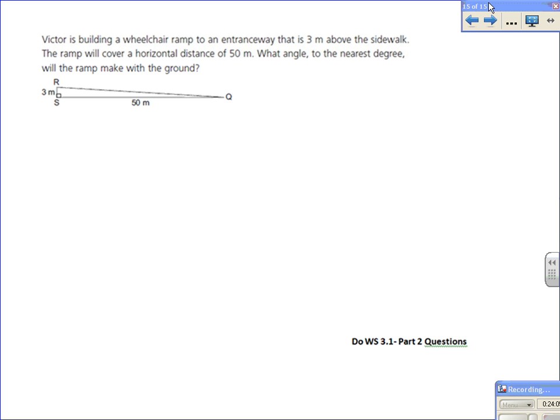What you should do now then is make some sense out of this diagram. Okay, so I can see that if I go back, I can see that we're building a wheelchair ramp to an entranceway that is 3 meters above the ground. So there's my entranceway right over here. So that means that the 50 meters, that must be my horizontal distance along the ground. So here's my ground. And that means that from R to Q, that must be the distance of my ramp.